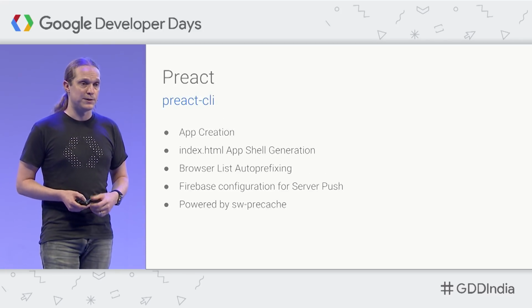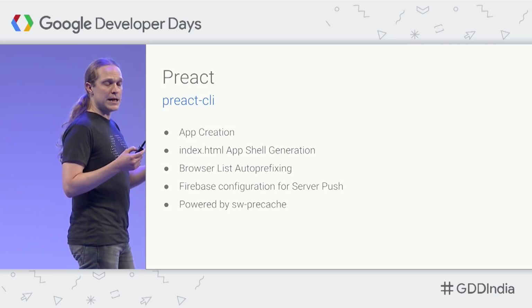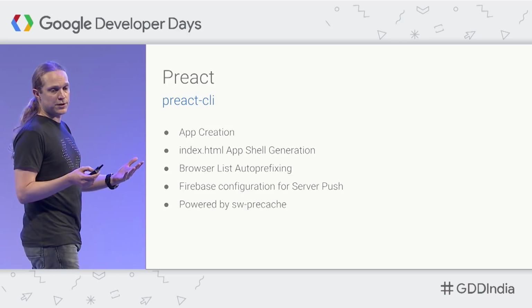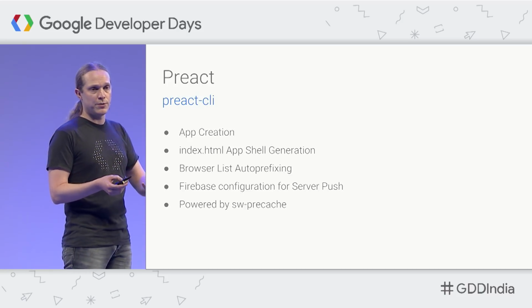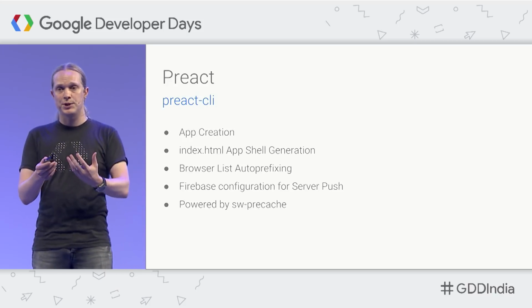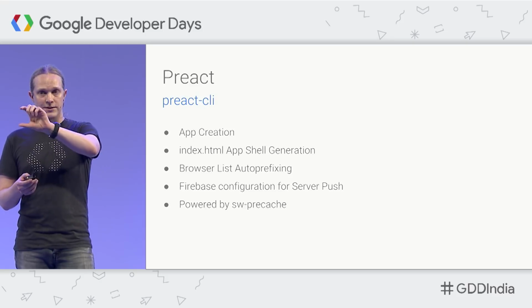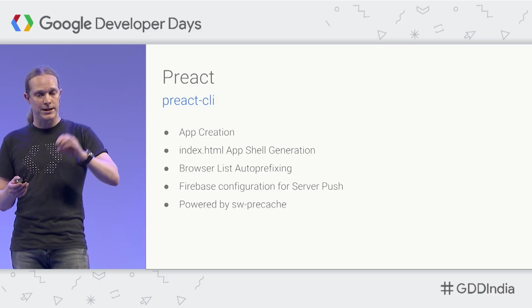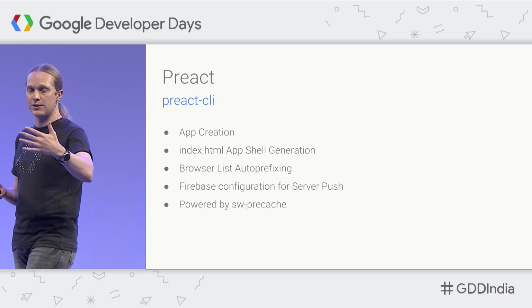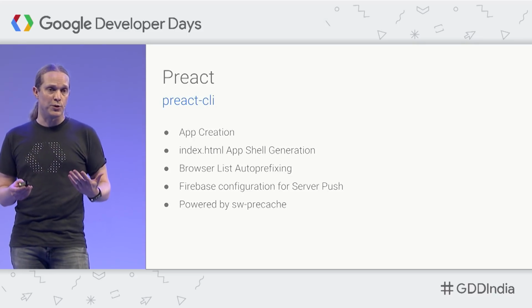Next up is Preact. So this is the Preact CLI. This is slightly more fully featured by default. They give the app creation to you, and what they put out in their default template is actually an app shell. So you get your static index HTML with some content pre-rendered, and then it's going to go and fetch the first route. Preact also provides browserslist auto-prefixing.